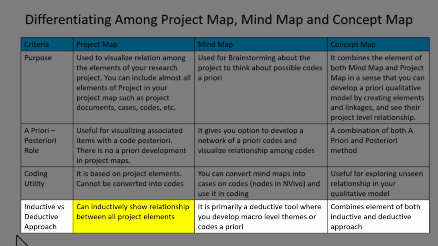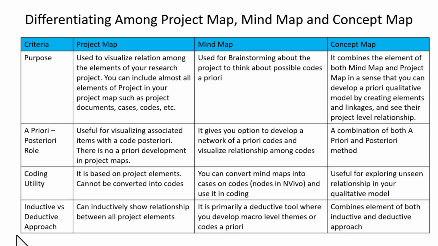They give you the entire skeleton of your project. You get to know all the elements in which you are interested. In contrast to this, mind maps work at the deductive level, where you begin with a priori assumptions and you are yet to test those assumptions. And concept maps, as you know, combine the elements of both inductive and deductive approaches, or project maps versus mind maps. So I hope this differentiation helps you be even more clear about when to use project maps, when to use mind maps, and when to use concept maps.